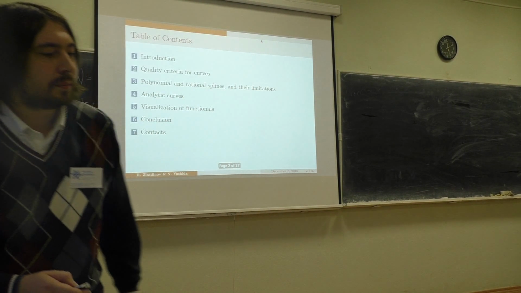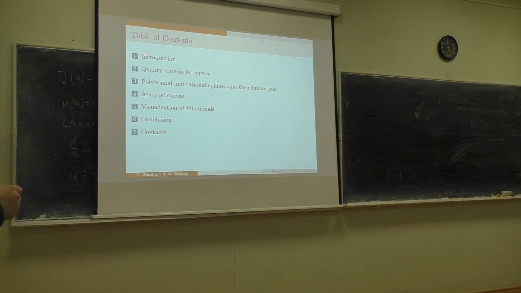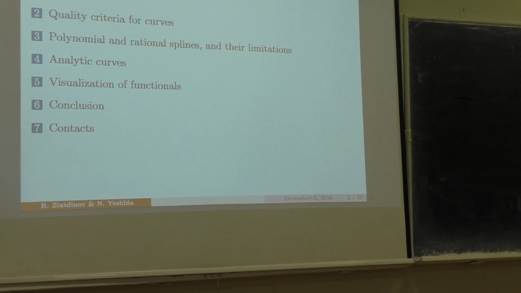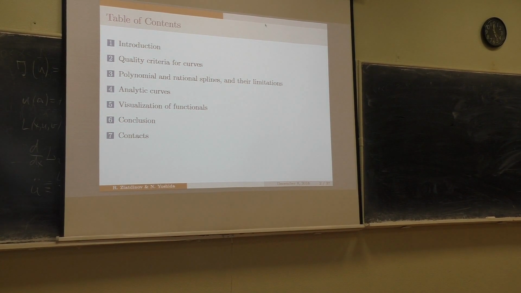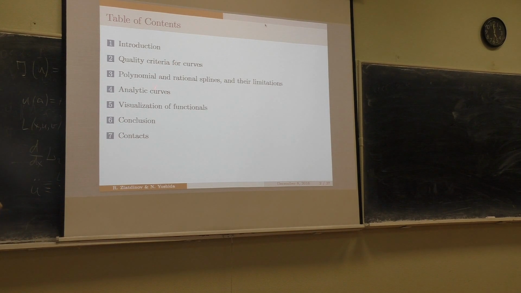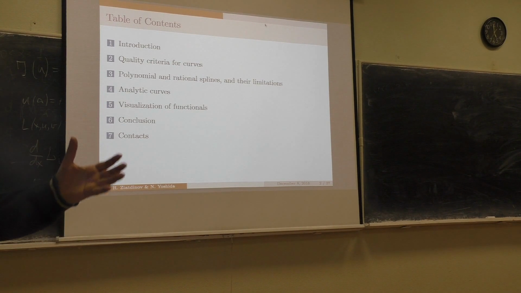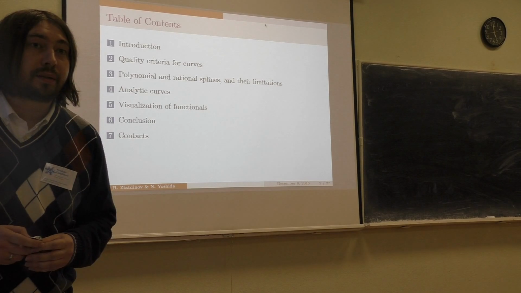So first of all, let me tell you about the table of contents. I will start with some simple introduction. Actually, I will explain why we are interested in curves with monotonic curvature function. So why do we study them? It will be told in terms of visual perception of geometrical objects. Then we will go to the quality criteria for curves we use in shape modeling. And then I will speak about the polynomial and rational splines and their limitations.